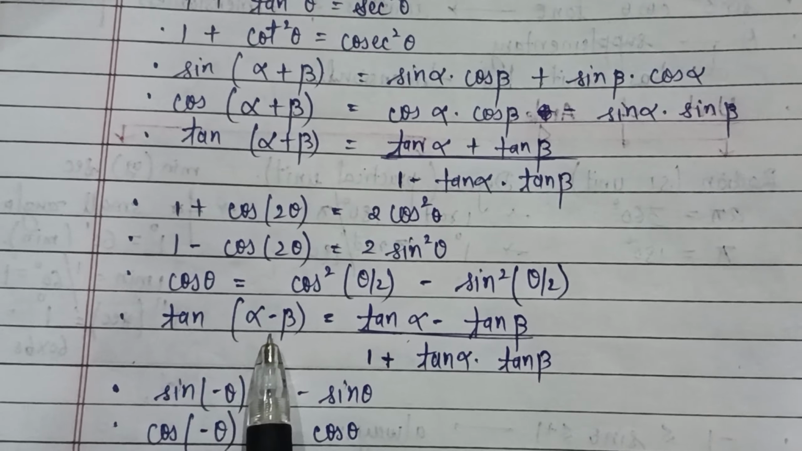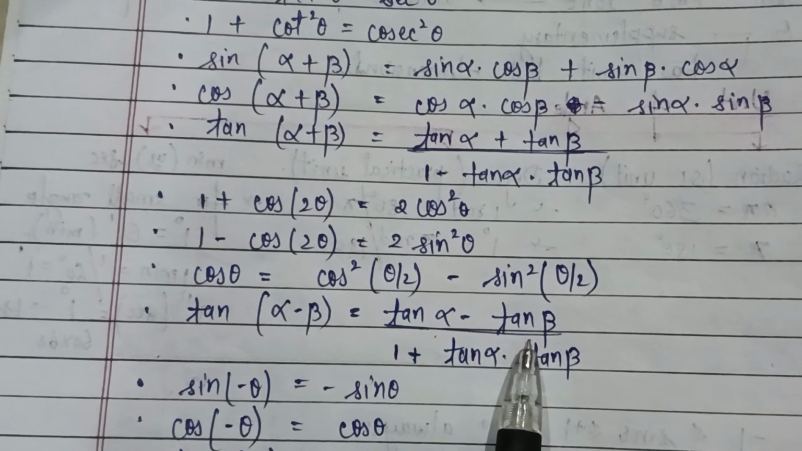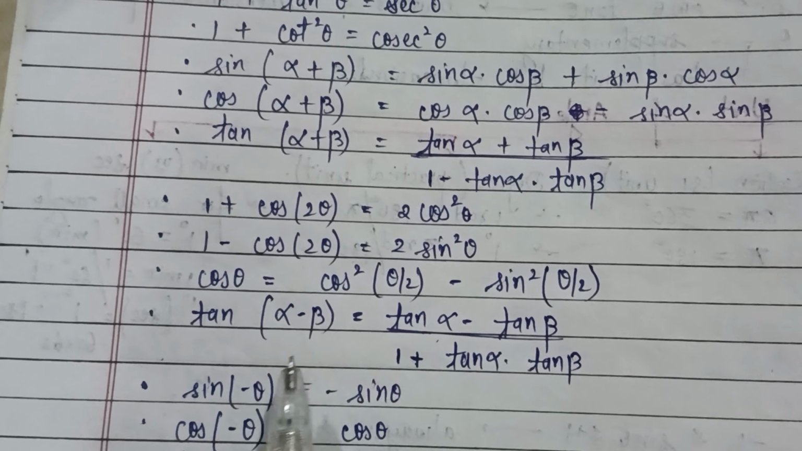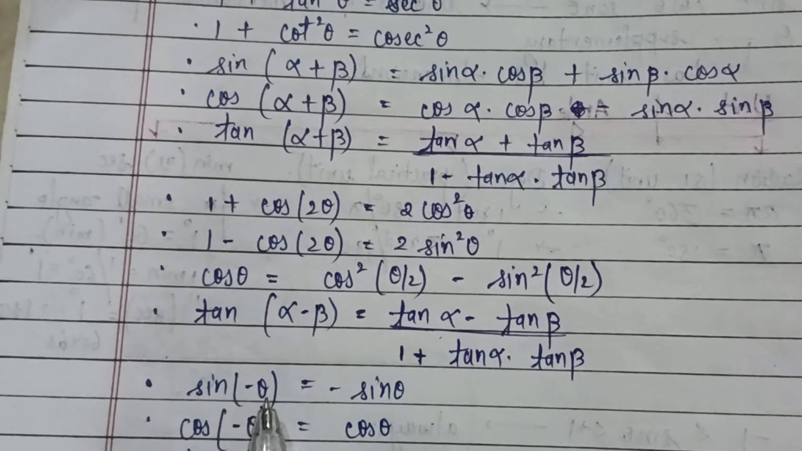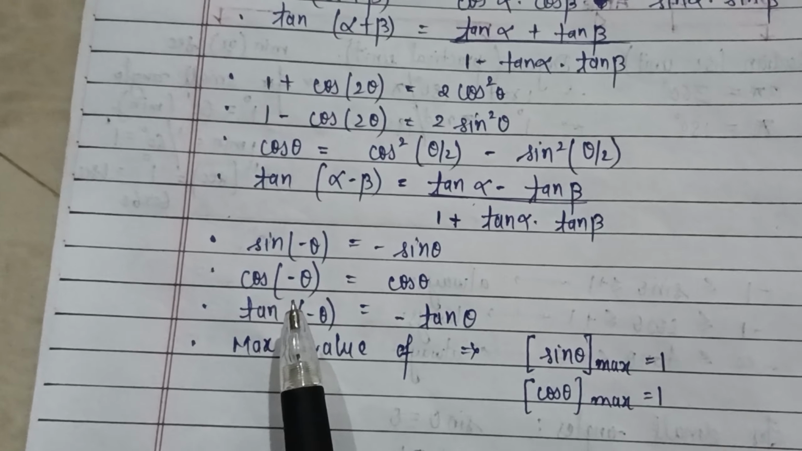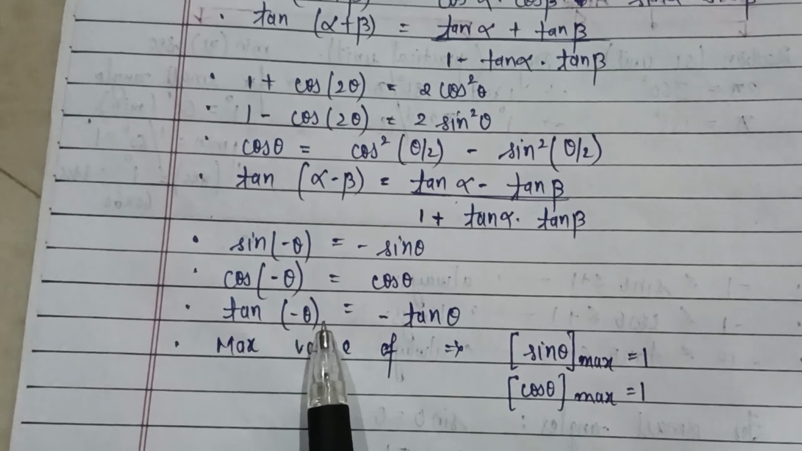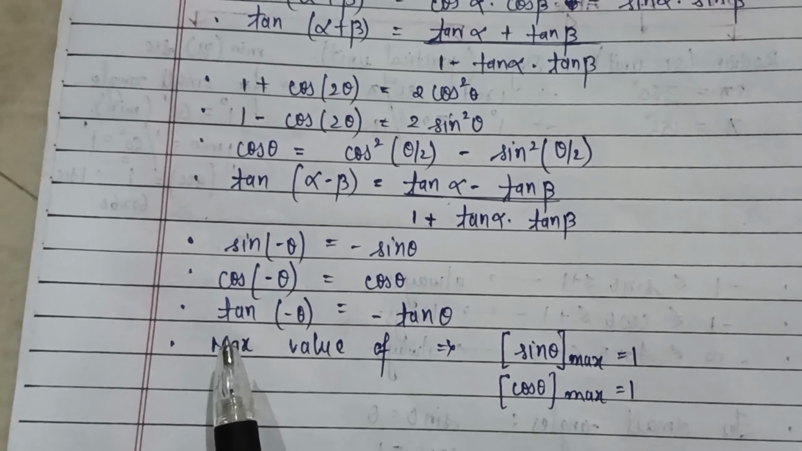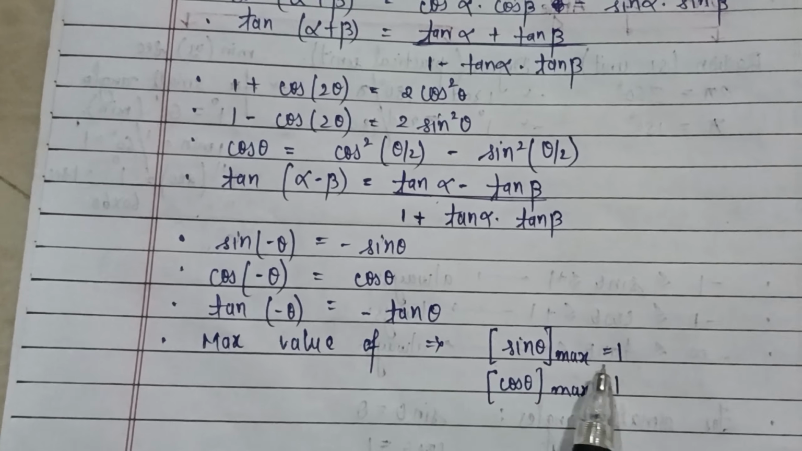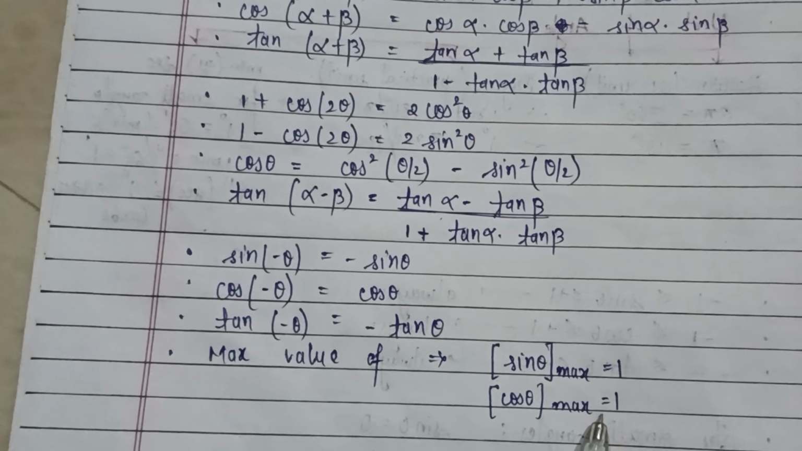Tan of alpha minus beta is equal to tan alpha minus tan beta upon 1 plus tan alpha dot tan beta. Sin of minus theta is equal to minus sin theta. Cos of minus theta is equal to plus cos theta. Tan of minus theta is equal to minus tan theta. Maximum value of sin theta is equal to 1 and maximum value of cos theta is equal to 1.